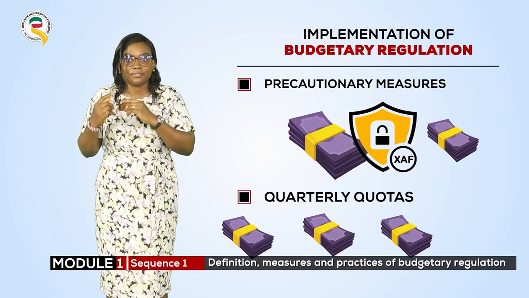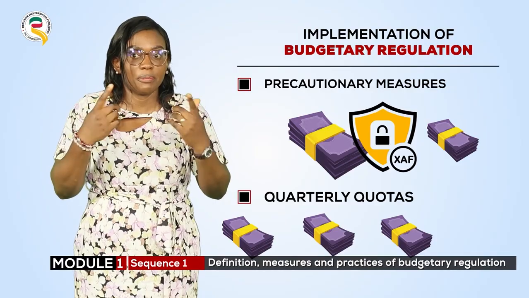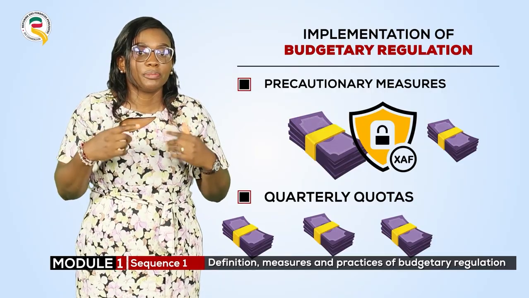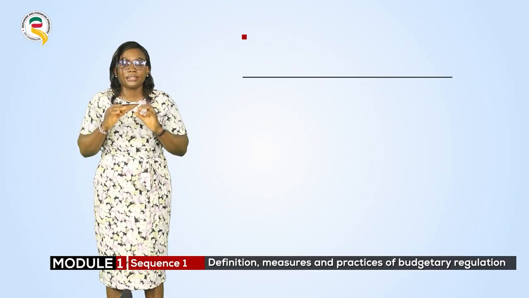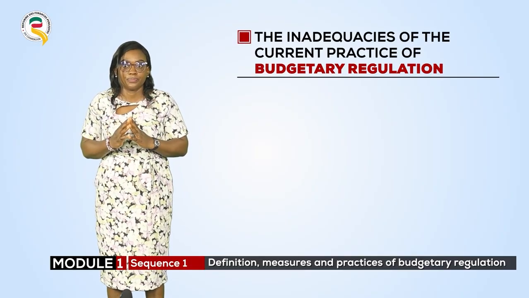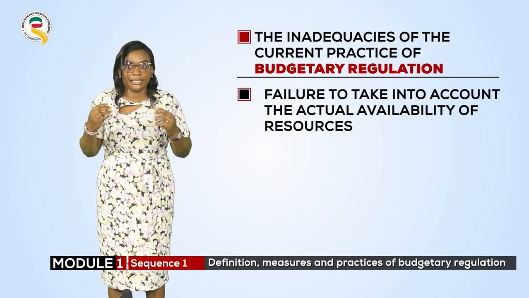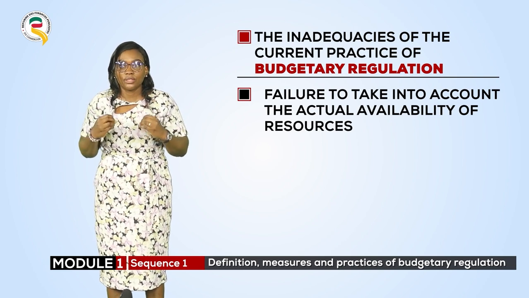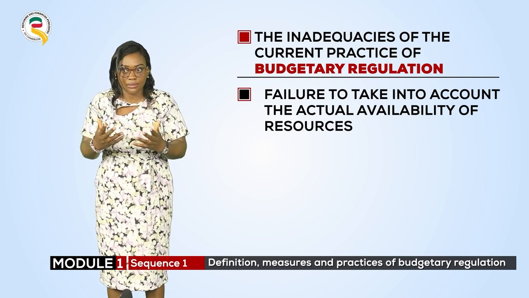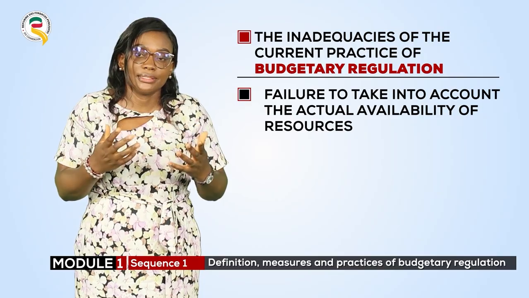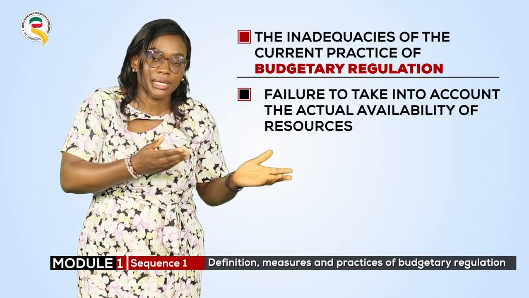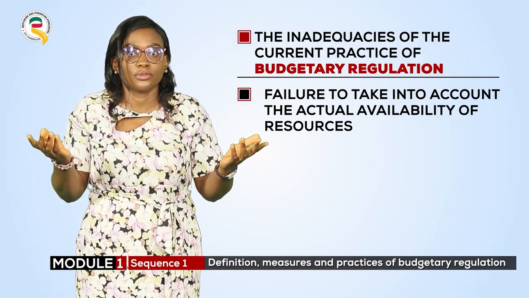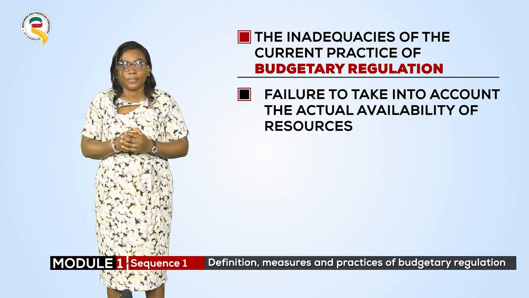This practice has failed to curb the accumulation of payment arrears, which is the ultimate objective of budgetary regulation. This is due to failure to take into account the actual availability of resources. That is to say, expenditure is committed without any assurance that the necessary funds will be available.